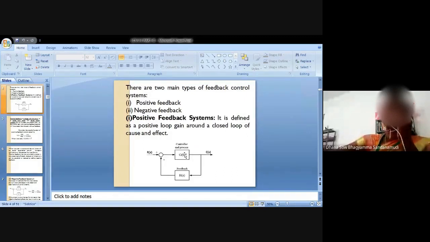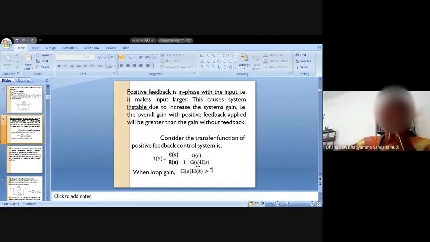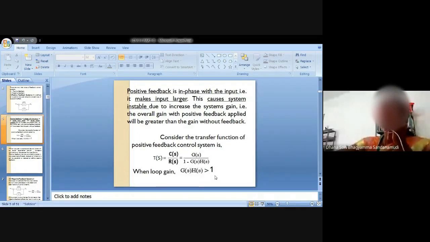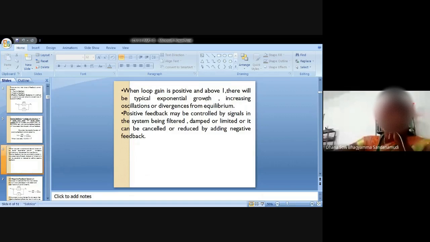So because of this positive feedback, what is happening? The system becomes unstable. We don't want any unstable system; we want a stable system. We call this G of S into H of S the loop gain. If G of S into H of S is greater than 1, then there will be a typical exponential growth, increasing oscillations or divergence from the equilibrium of the output. So the output will have an exponential growth that causes oscillation and divergence from the equilibrium, meaning the output is completely deviated from the actual output value.